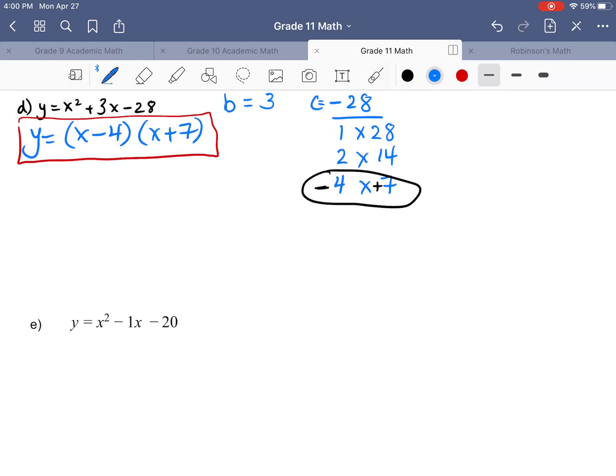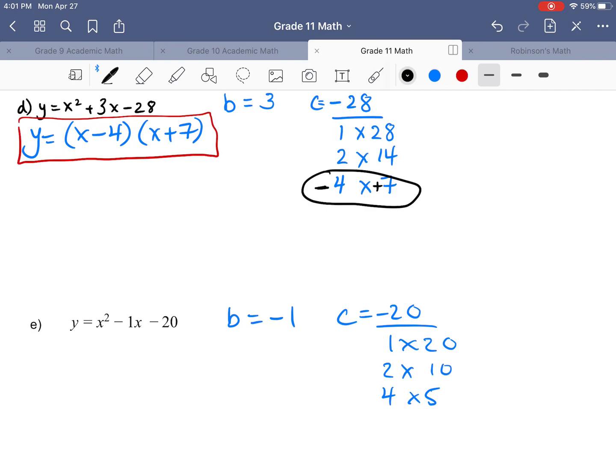Okay, one more example. So we have example E here. Y is equal to x squared minus 1x minus 20. So B is negative 1, C is negative 20. And we're going to do our list with that negative 20, but starting off with all positives. So 1 times 20, 2 times 10, and 4 times 5.